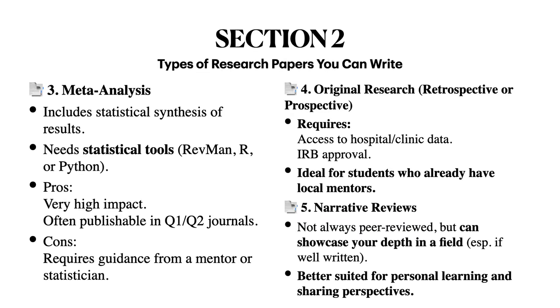The third option that we have is meta-analysis. It includes statistical synthesis of results. It needs statistical tools like RevMan, R, or Python. The advantage is very high impact, often publishable in Q1 or Q2 journals. The disadvantage is that it requires guidance from a mentor or a statistician, right? So this is high impact, but it needs a lot of work. Another option you have is original research, like retrospective or prospective. It requires access to hospital or clinic data and IRB approval, and it is ideal for students who already have local mentors.